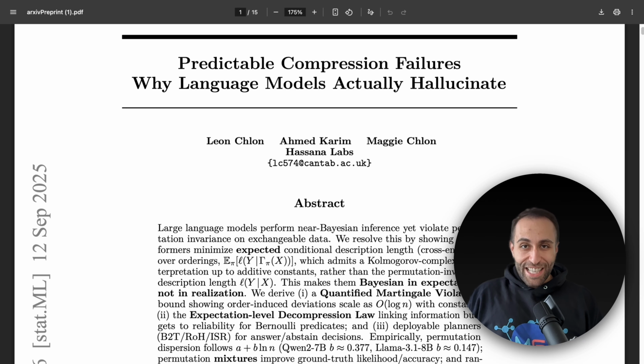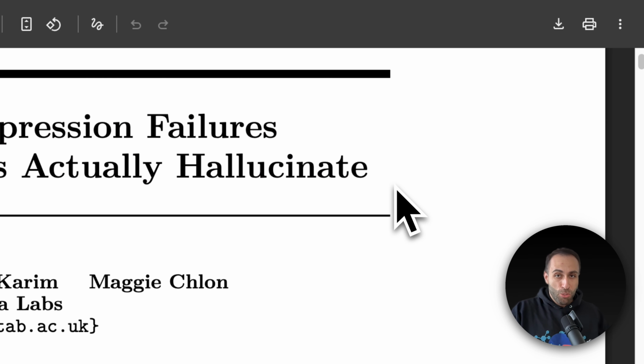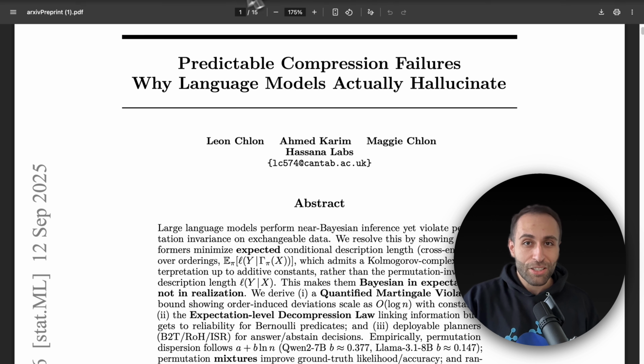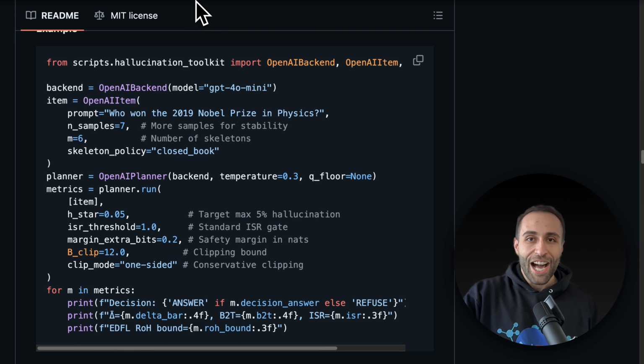Now you can predict and prevent hallucinations when you use language models or agentic solutions, thanks to the solution of this new research paper called Predictable Compression Failures, which they invented a new formula for calculating hallucinations and preventing them. And good news is that they released the source code of their solution, so in this video I'm going to show you how you can use it in your own projects to avoid hallucinations. So let's check it out.